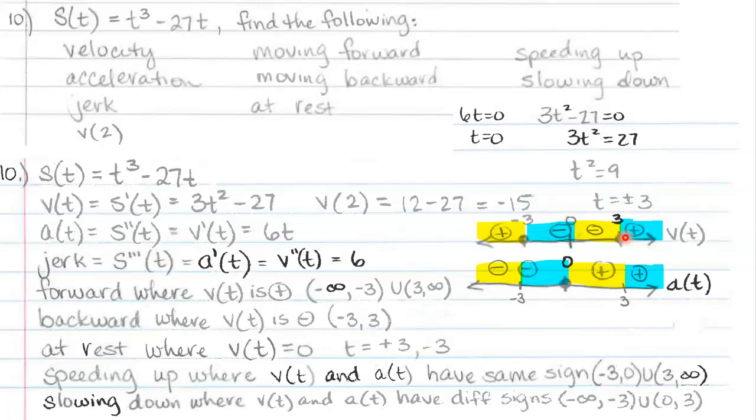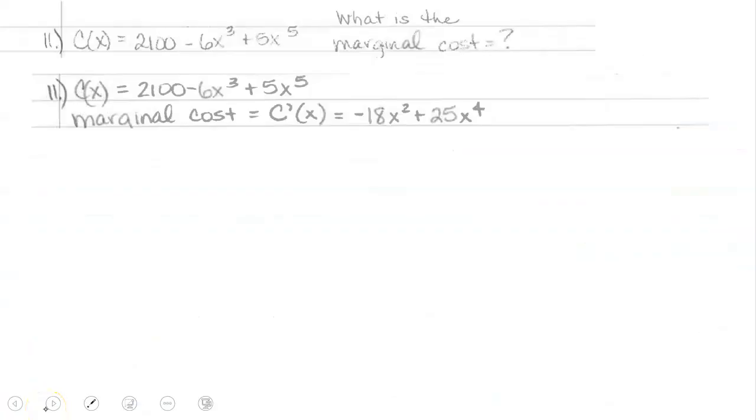All right, then for number 11, remember that anytime you see the word marginal, that just means derivative. So they gave me a cost equation and they asked me to find the marginal cost. So all I need to do is just take the derivative of that. The derivative of a constant is 0. Derivative of -6x cubed would be -18x squared. And then derivative of 5x to the 5th, 5 times 5 is 25. Reduce this by 1, 25x to the 4th. All right, then for number 12.